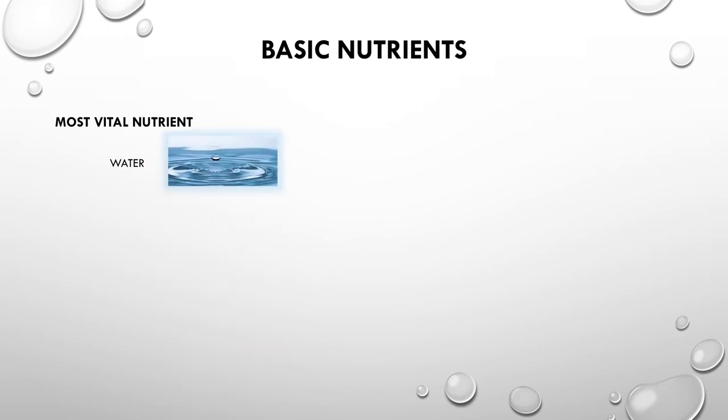Let's look at the basic nutrients. There's 6 of them. Make sure you're taking note of what they are. First and most important would be water. Yes, we're in a drought right now. We need to make sure we're always getting adequate amounts of water.